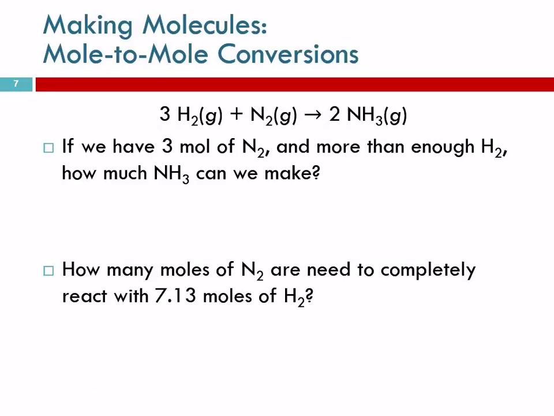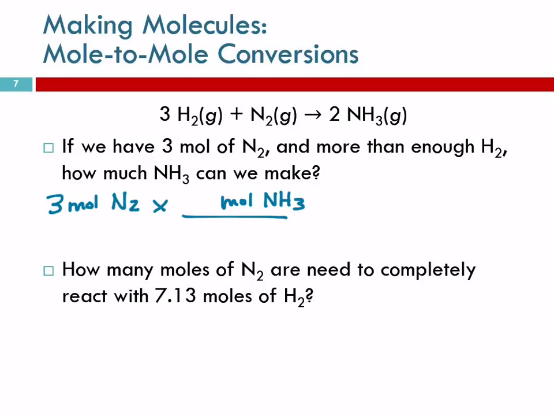So, sticking with this formula, this recipe for ammonia. If we have 3 moles of nitrogen and plenty of hydrogen, how much ammonia can we make? This is like the 8 eggs problem, how many pancakes? And we're going to approach it in exactly the same way. We have 3 moles of nitrogen, 3 moles of N2. And what are they asking us for? How much ammonia? So we're looking for moles of ammonia.